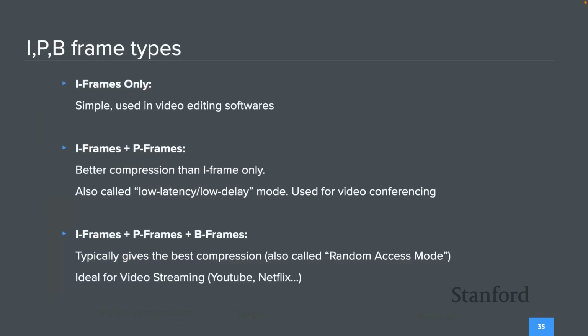All right. So what I was mentioning is that IP frames are for low latency settings like video conferencing. I plus P plus B frames is also called random access mode. It's a slightly misnomer, but it allows you to get much better compression and at the same time seek at various points. At the same time, you will see I frame compression is also useful, and it's actually useful in video editing software.